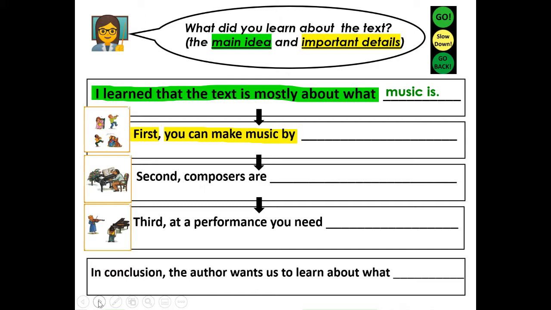All right, now we're on to our second detail sentence. Second, composers are. So once you finish your sentence, say it out loud. Push pause and write your complete sentence. Second, composers are. And after you've written your second complete sentence, push play.